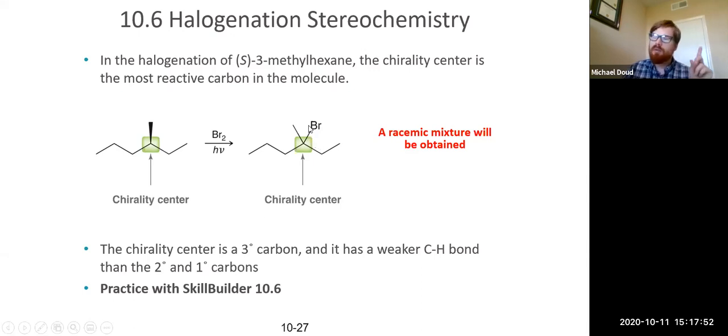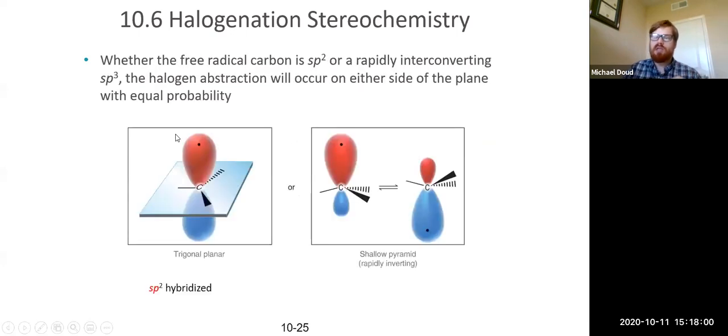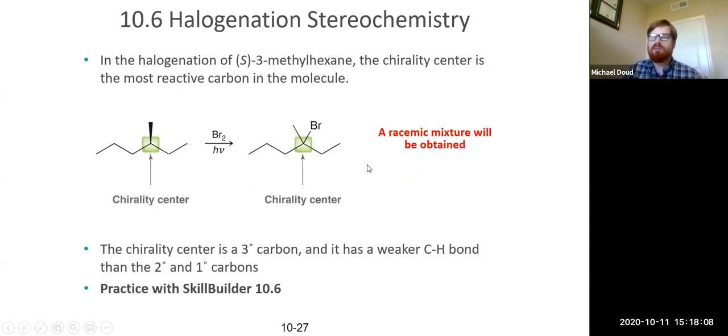That's not the case. Remember, the intermediate that we go through here makes this a radical. So we're going to have a radical here, and as we saw on the previous slide, those radicals can invert position. So we took something that was pure in the S configuration, and we just got rid of all of that by brominating it here. And so this chiral center will be a racemic mixture as well. It'll be a 50-50 mixture of R and S. So keep that in mind.